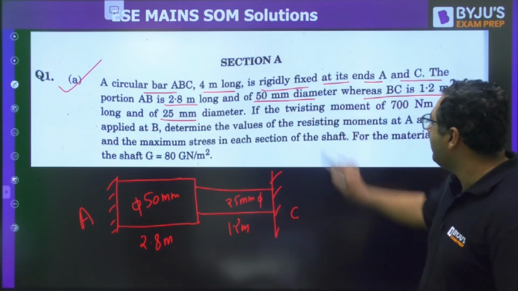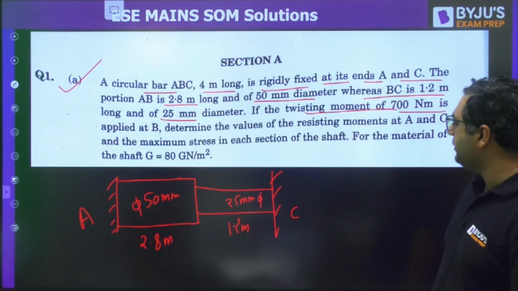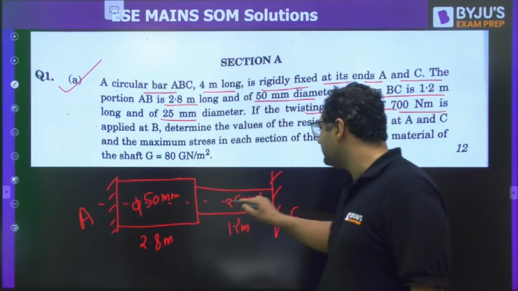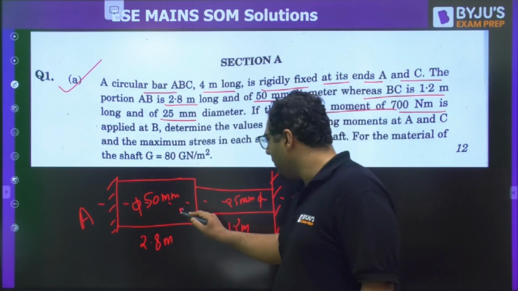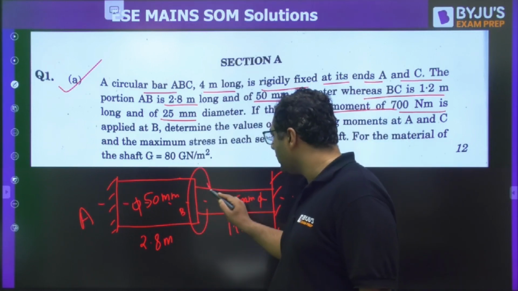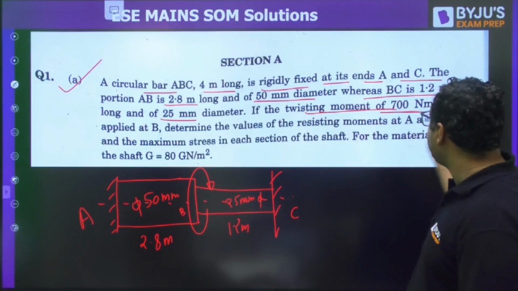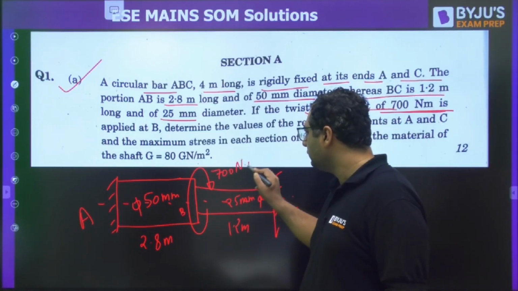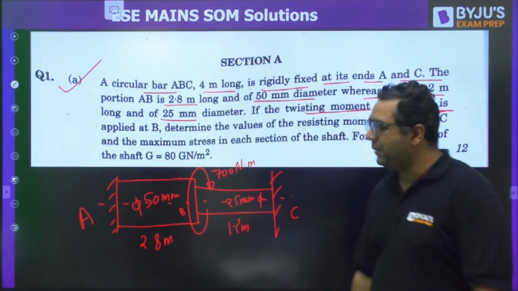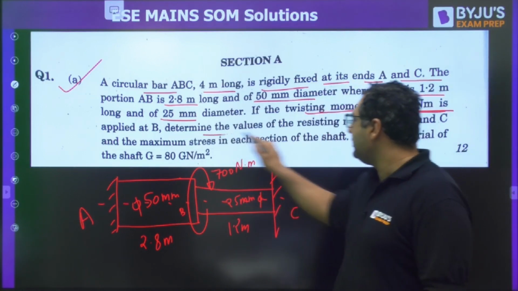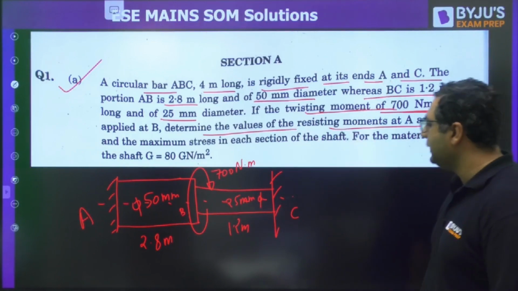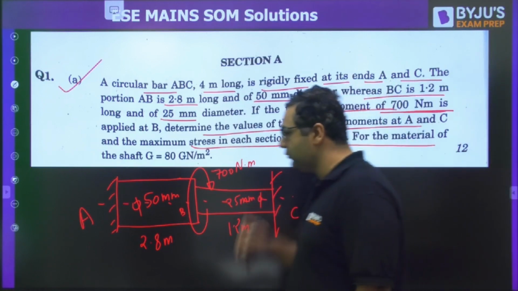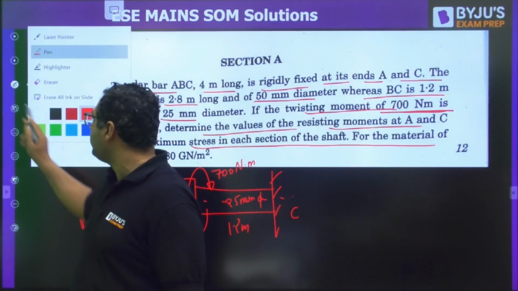And my dear, then they have said the twisting moment of 700 Newton meter is applied at B. Obviously, this will be the longitudinal axis. This will be the point B. And here we have a torque. They have not mentioned the direction. They have just said 700 Newton meter. So this is the twisting moment applied. And they have asked to determine the values of the resisting moment at A and C and the maximum stress in each of the sections. And they have given the value of G to be 80 gigaNewton per meter square.